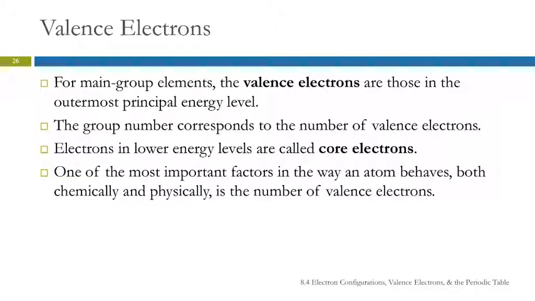In the main group elements, the group number corresponds to the number of valence electrons. So this is very convenient. This is the US usage group number, not the IUPAC: 1A, 2A, 3A through 8A. The noble gases are in group 8A. They have 8 valence electrons. Oxygen's in group 6A. It's got 6 valence electrons. Very convenient.